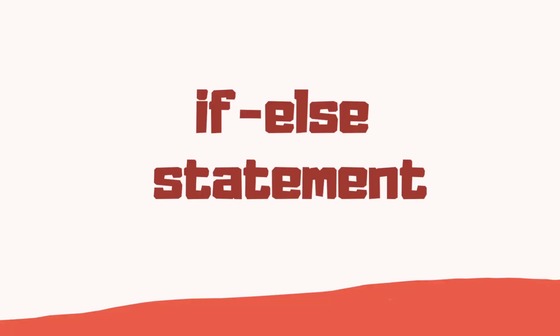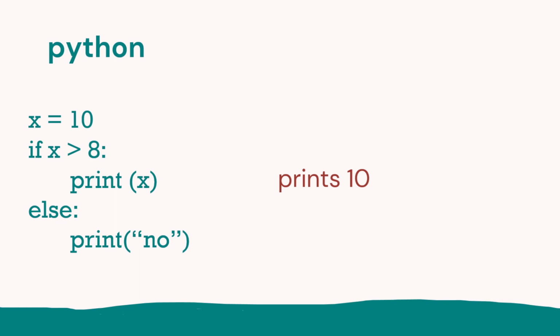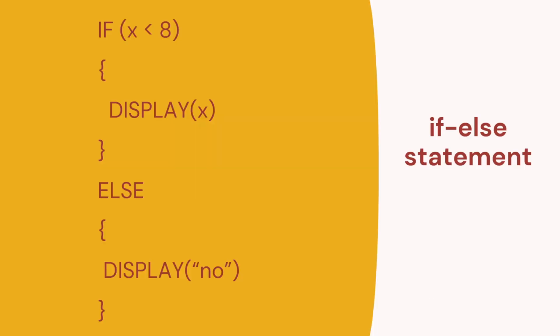If else statement. So here in Python, we've got x equals 10. We've got if x is greater than 8, print x, the same as before, but we've also added else, print no. So in this case, it doesn't make a difference. We just print 10. Now what happens if x is less than 8, print x? Well, x is not less than 8. So now, because that's false, we do the code in the else part. So that prints no. So that's an if-else statement in Python.